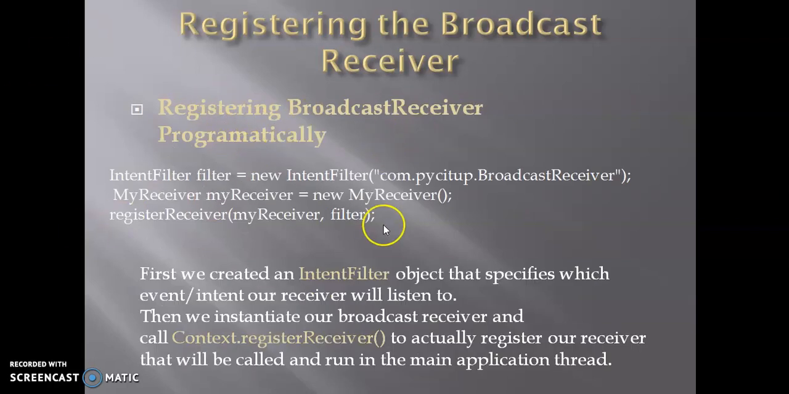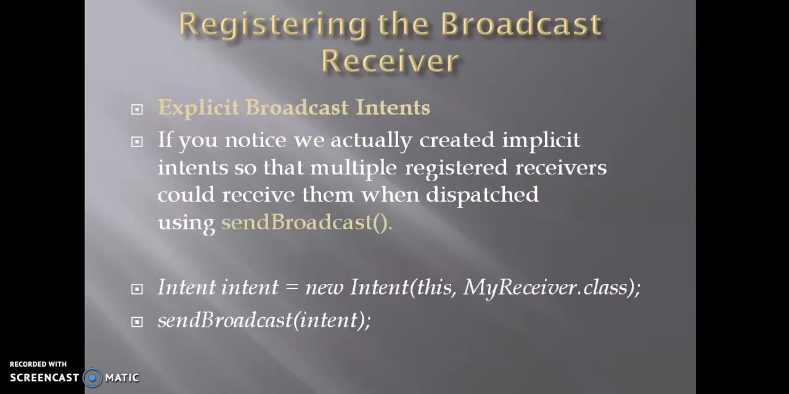Here you can see registering the broadcast receiver programmatically. We are using the same intent filter. I have already mentioned this in the manifest file. We have sent it, and how to register the broadcast receiver using explicit broadcast intents. Here you can use the sendBroadcast method. If you notice, we actually create implicit intents so that multiple registered receivers could receive them when dispatched using the sendBroadcast method. So here you can see, using the intent object, we pass that intent to the myReceiver class using the sendBroadcast method.